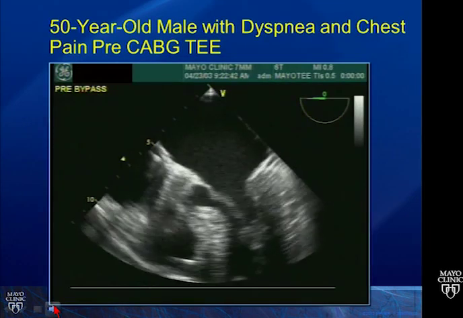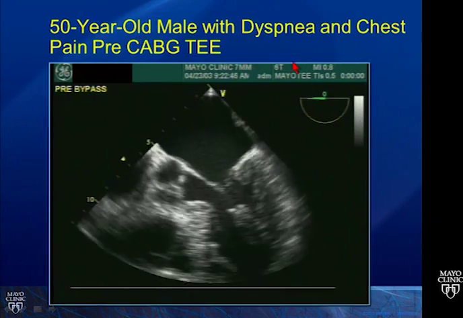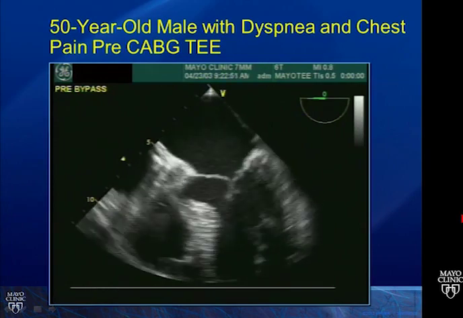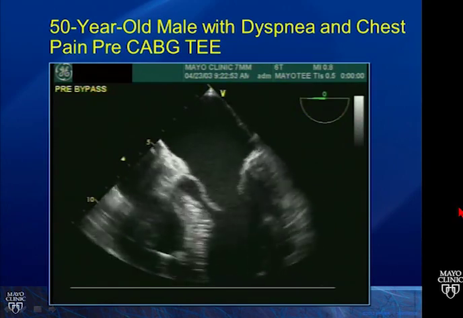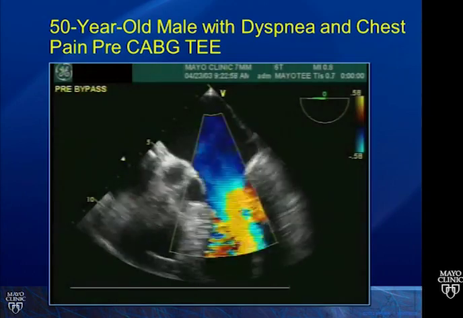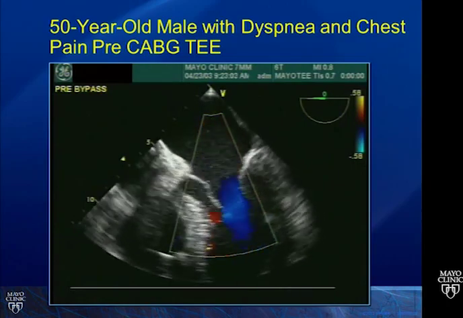Now, case 3 is a transesophageal echocardiogram, and this is a 50-year-old male who had dyspnea and chest pain and ended up being diagnosed with coronary artery disease, and this is the intraoperative transesophageal echocardiogram just prior to his bypass grafting.